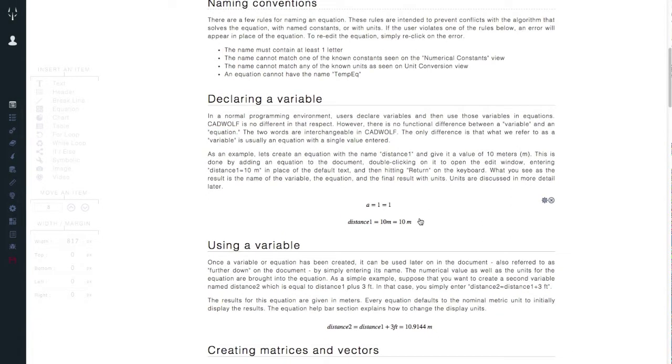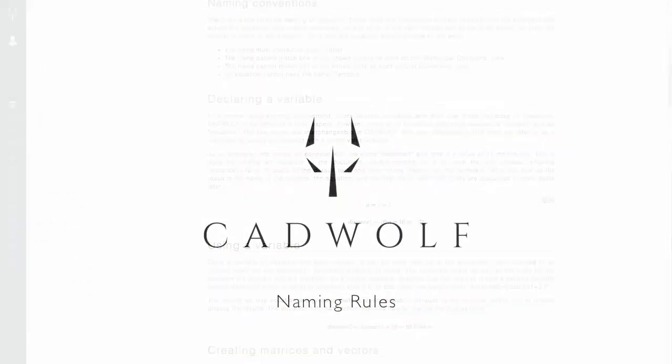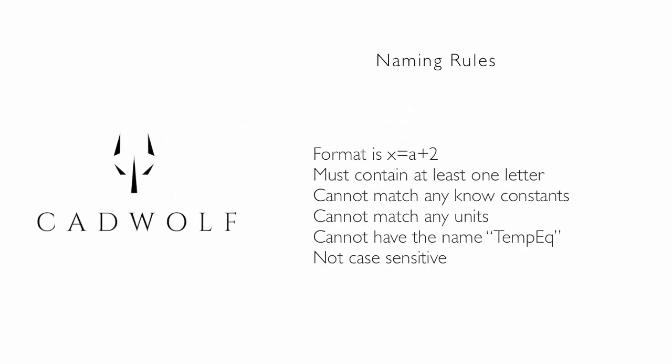Entering a is equal to 1 and pressing enter results in a variable named a whose value is set to 1. The rules for what the name of an equation can be are fairly simple. Basically, using the format that we saw before, with something like x is equal to a plus 2, the name of this variable would be x. What that means is that whatever's to the left of the equal sign is the name of the variable.